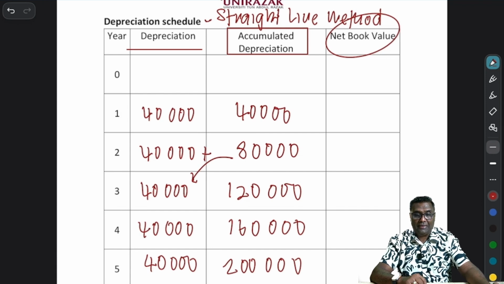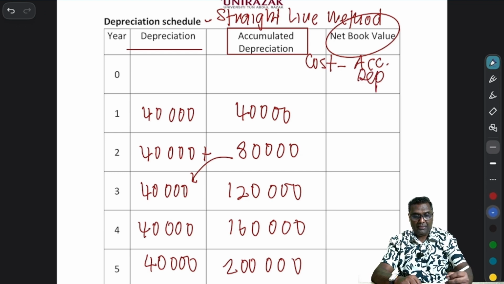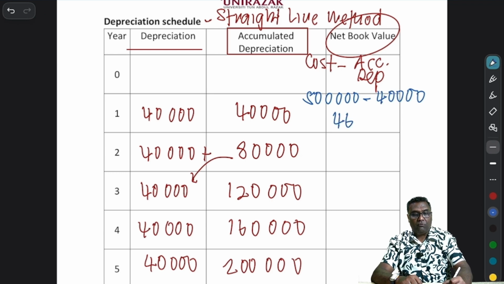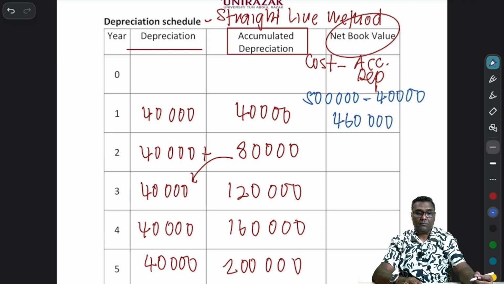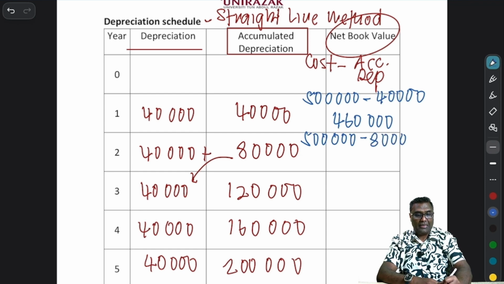Okay, how do I get the net book value? Net book value is cost minus accumulated depreciation. Meaning the cost was 500,000 minus accumulated depreciation on the first year 40,000. So we are going to get 460,000. I do the same thing. 500,000 minus accumulated depreciation for the second year was 80,000. So you minus this off, you are going to get 420,000. And the same thing I do for the whole thing.